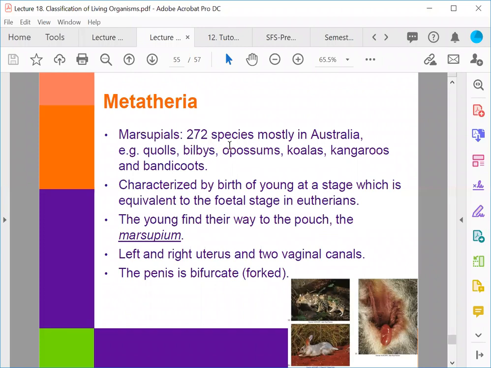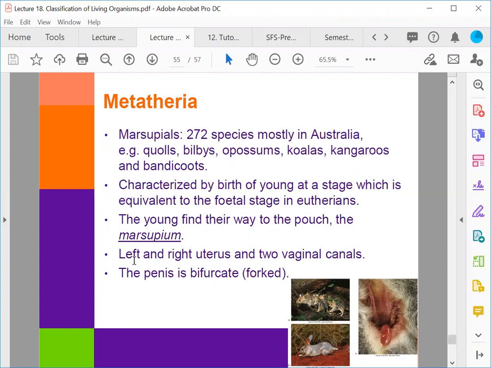272 species, mostly in Australia. So this is the dominant group in Australia, and this includes the quolls, bilbies, opossums, koalas, kangaroos, and bandicoots. The marsupials are characterised by birth of their young at a stage which is equivalent to the fetal stage in the eutherian mammals. So they're born at a very premature stage, and you can actually see that here. This is the young of a kangaroo that's already been born, and it's finding its way to the pouch, which is called a marsupium.